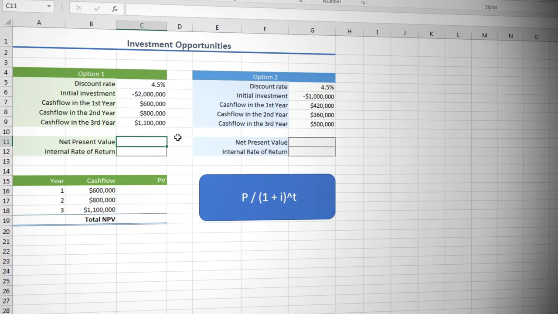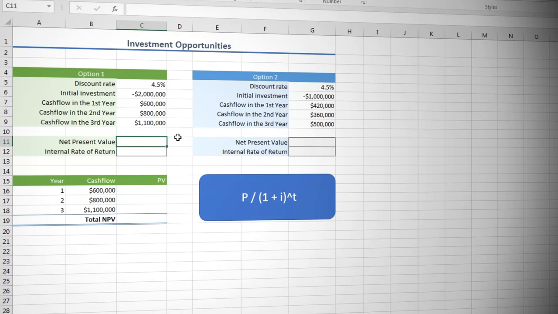Now, to do this, we're going to need to work out the present value of each of our cash flows. Bearing in mind that $1 in the future is going to be worth less than $1 today, we want to see what $600,000 in a year's time is worth in today's money. And we do that using the following rather scary looking calculation. But let's see how it works.